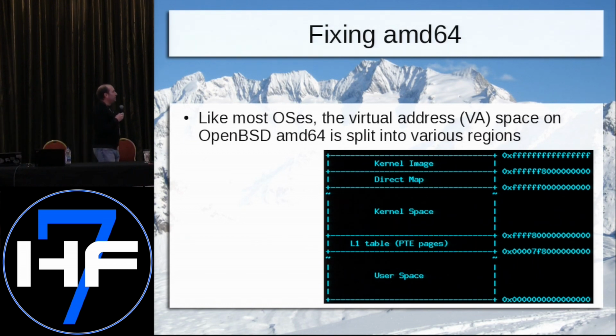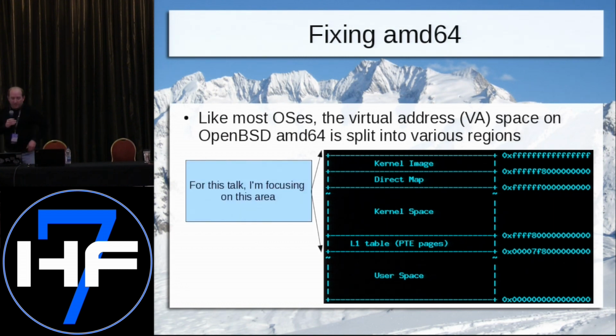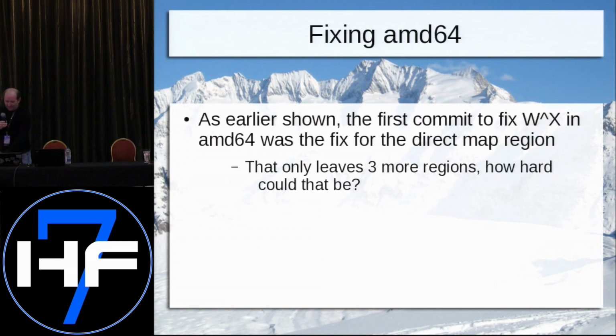Like most operating systems, the virtual address space on AMD64 OpenBSD is split up into a bunch of regions. We don't really care too much about the user space region because that's already done and it's been in the kernel for many, many years. So for this talk, I'll focus on the top layers: the kernel image, the direct map, the kernel space, and the page tables. If you remember from a few minutes ago, there was a commit that already fixed the direct map. So that leaves only 3 regions. That should be pretty easy. How hard could that be? Just to fix 3 areas of memory? If it was only that easy.